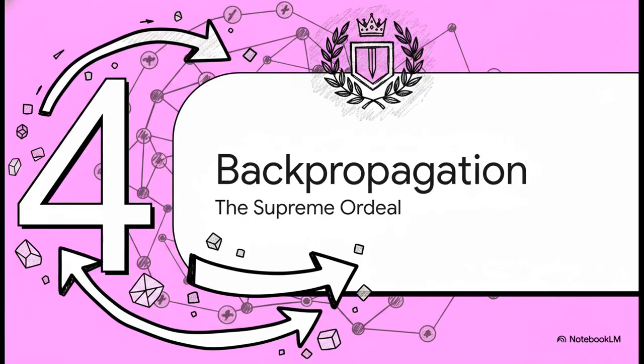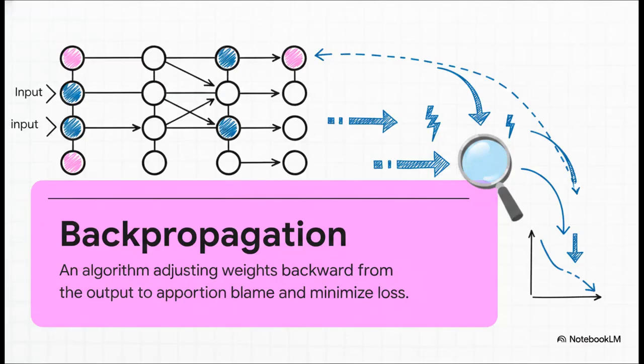All right, part 4, learning with backpropagation, the supreme ordeal. Backpropagation is the true engine of learning. It is the primary algorithm that makes gradient descent feasible for these multi-layer networks. It uses the calculus concept of gradients to adjust the model's weights by moving backward from the final output. It's essentially apportioning blame for incorrect predictions to the different nodes in order to minimize loss.